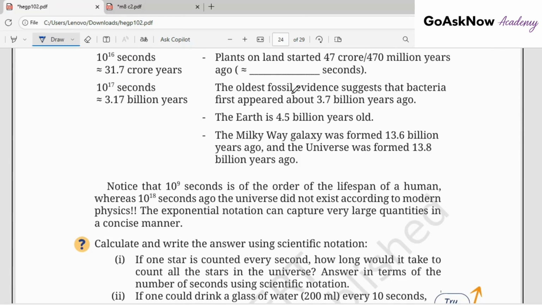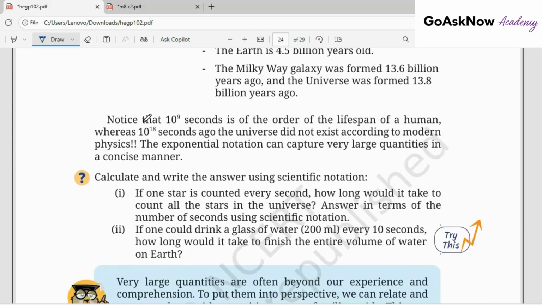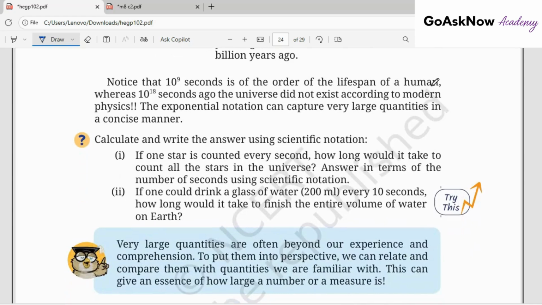The oldest fossil evidence suggests that bacteria first appeared about 3.7 billion years ago. The Earth is 4.5 billion years old. The Milky Way galaxy was formed 13.6 billion years ago, and the universe was formed 13.8 billion years ago. Notice that 10 power 9 seconds is of the order of the lifespan of a human, whereas 10 power 18 seconds ago the universe did not exist according to modern physics.